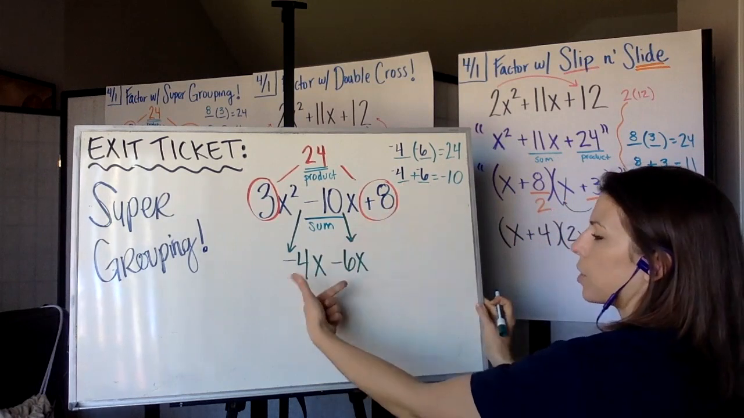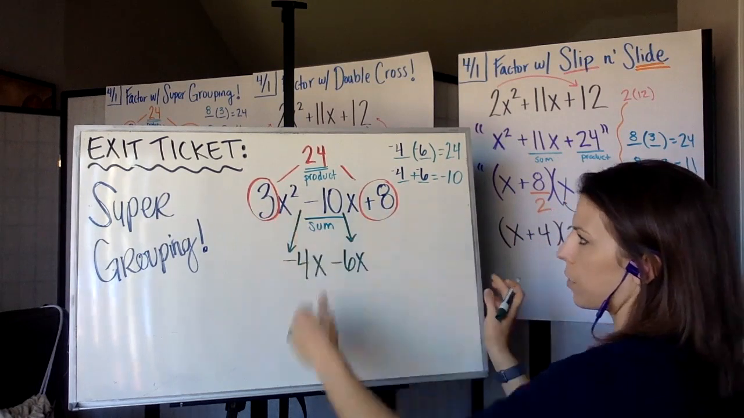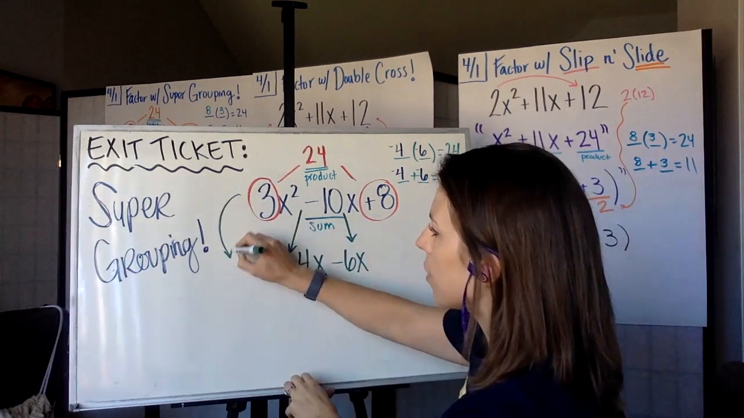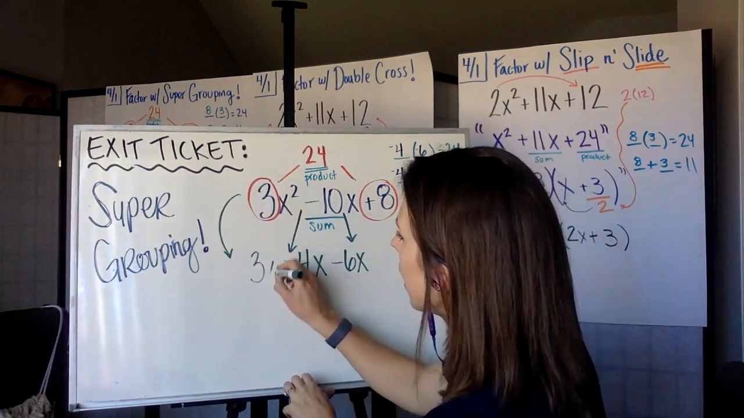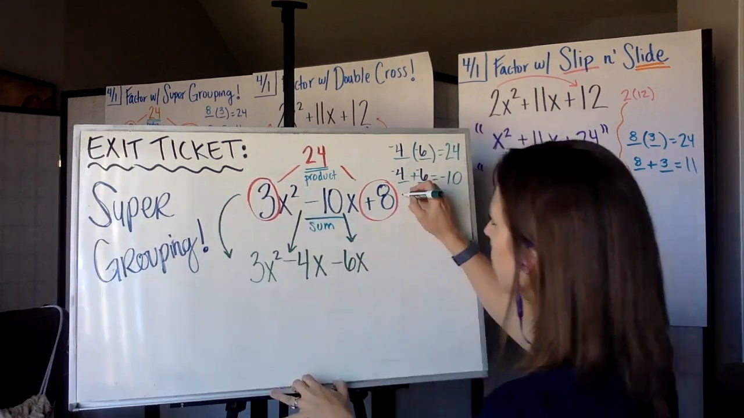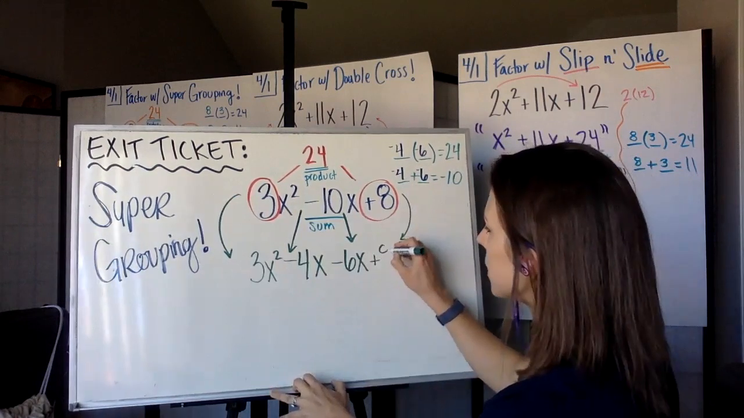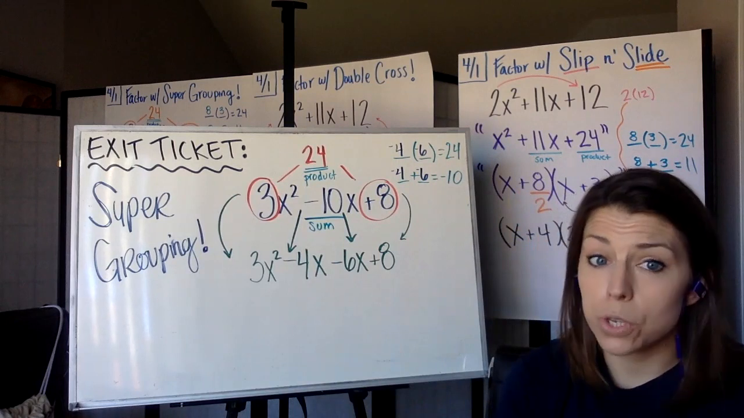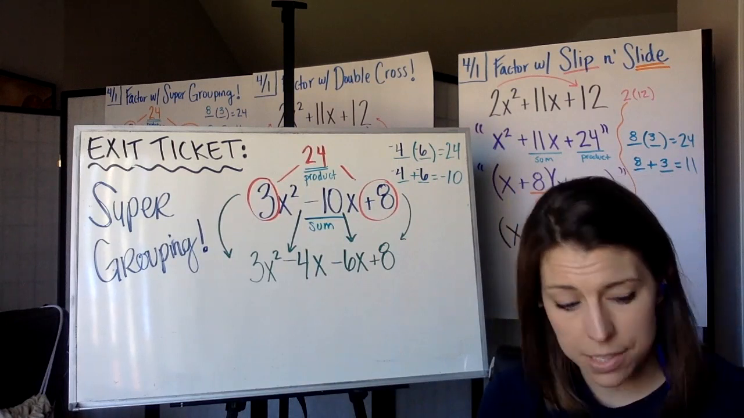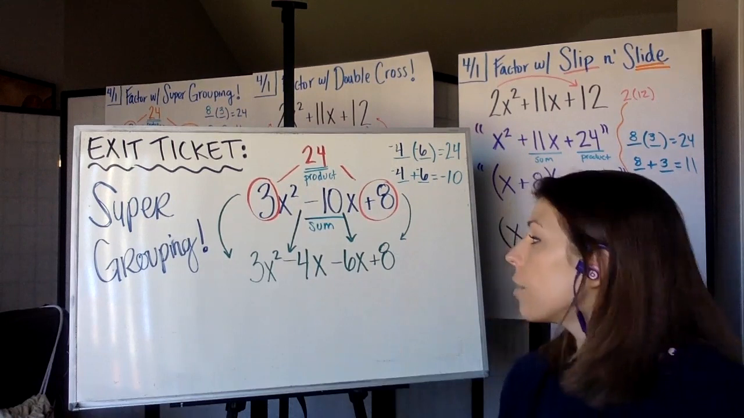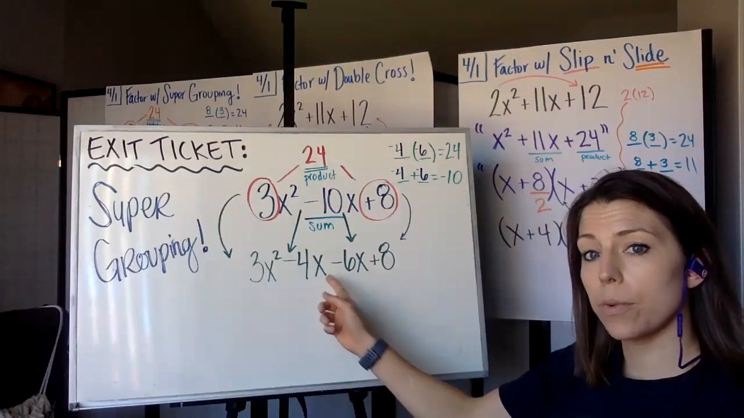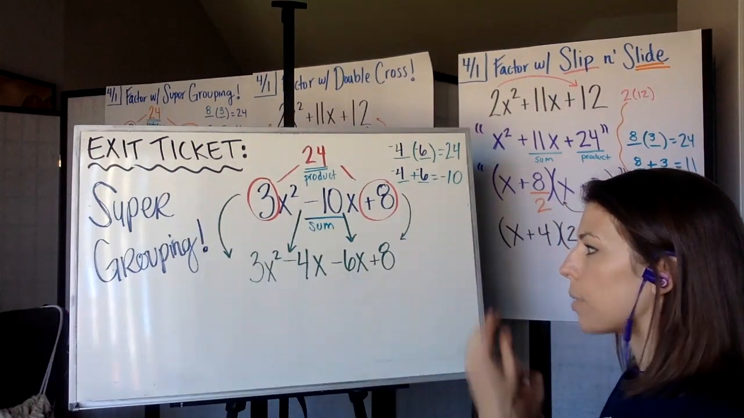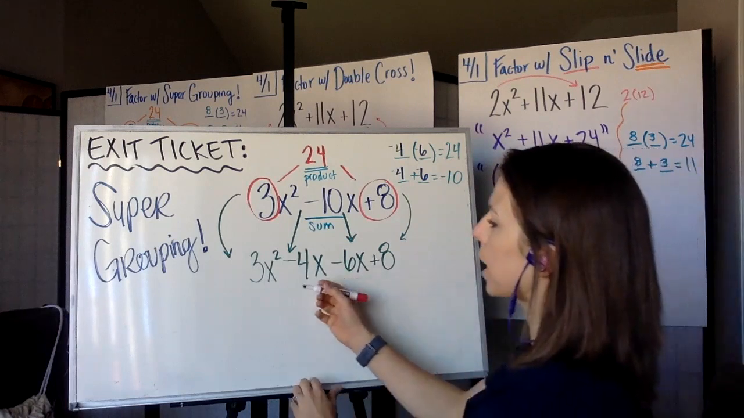And again, it doesn't matter the order. You could have also done negative 6x and negative 4x. Bring down the first term, 3x squared. Bring down the last term, positive 8. Now it's just factor by grouping, which you have done quite a bit over the last 48 hours. All right, I see subtraction here, which means I need to make sure that when I put my groups in that I account for that subtraction.